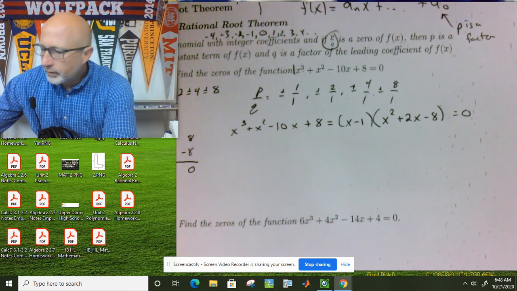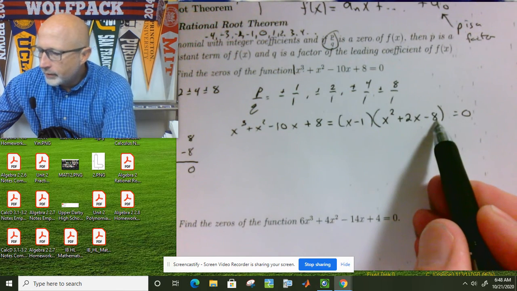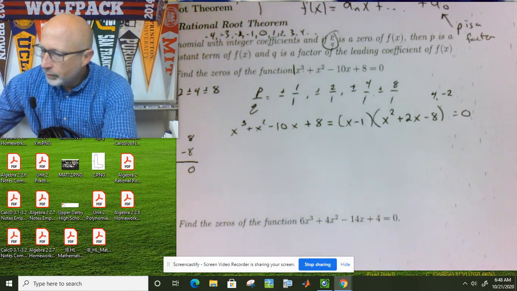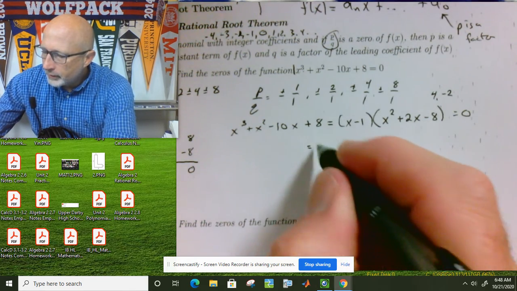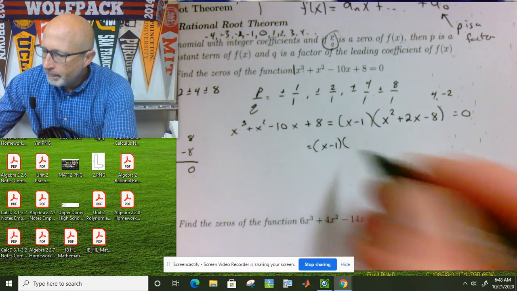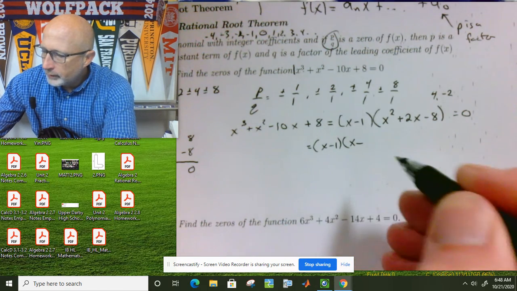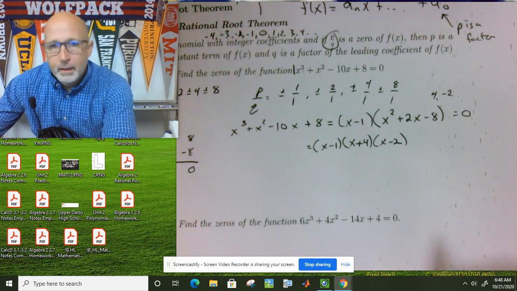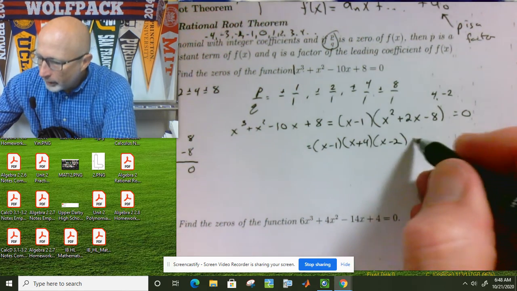Okay, so let's factor this even further. What are the factors of -8 that add up to +2? You have 4 and -2. So I can factor this into x minus 1 times x plus 4 times x minus 2. So what are the roots of this polynomial then?